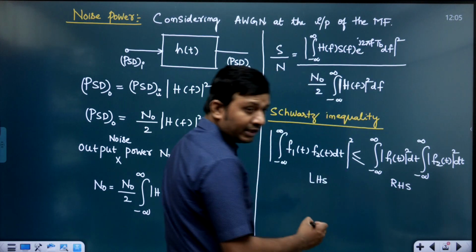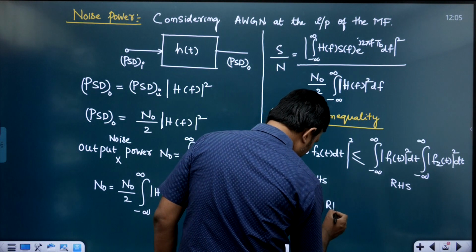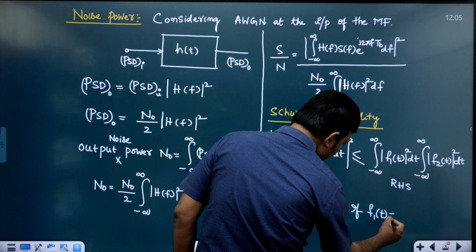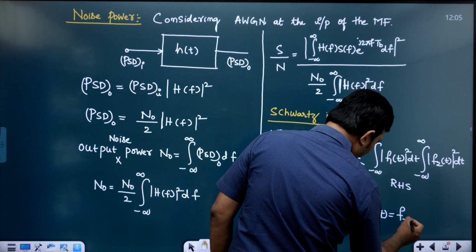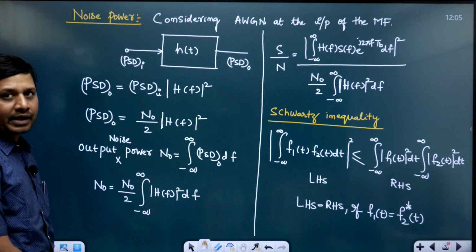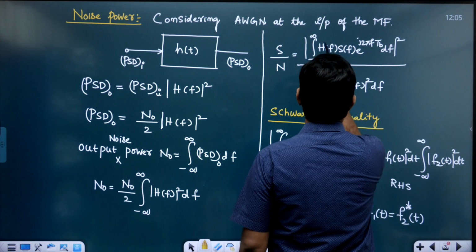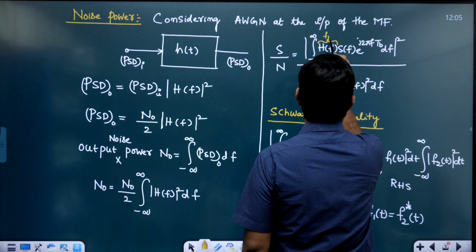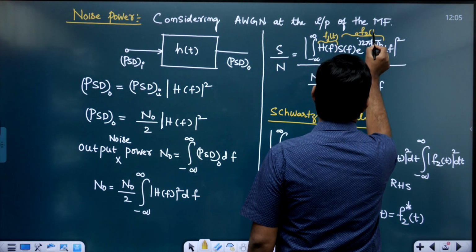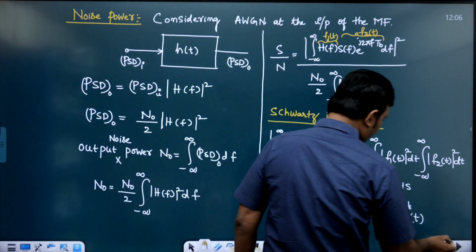And remember that this LHS is equal to RHS if f1(t) is equal to f2 star of t. Now, here what we will assume is, we will consider this to be our f1(t) and this term to be our f2(t), right? Now, what can you write? I can write like this now.